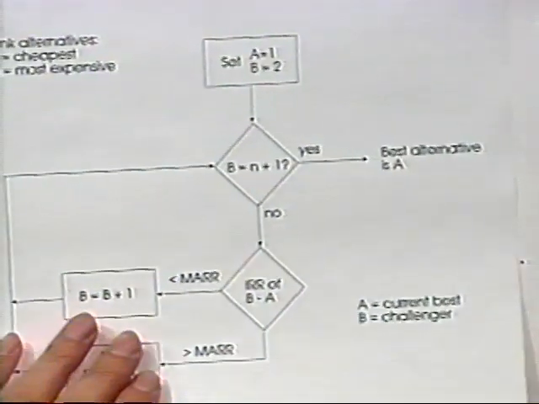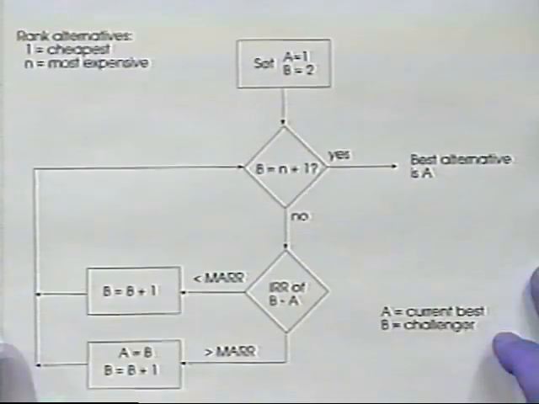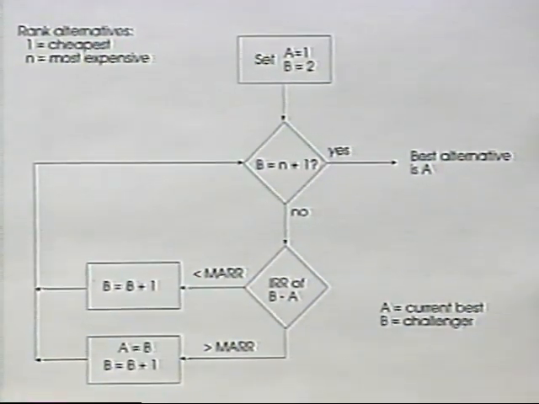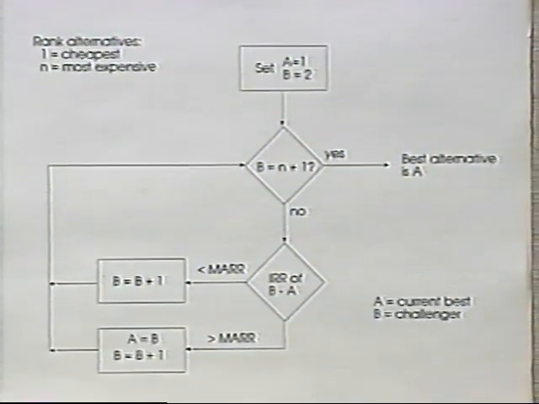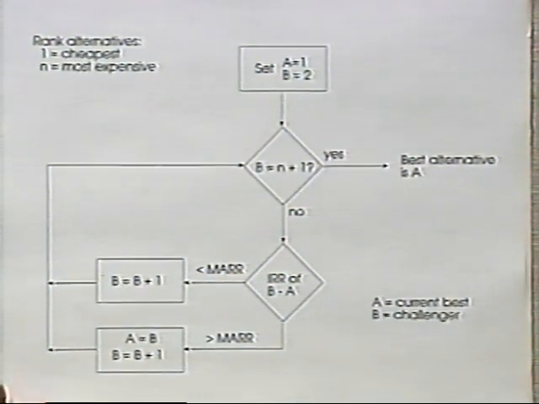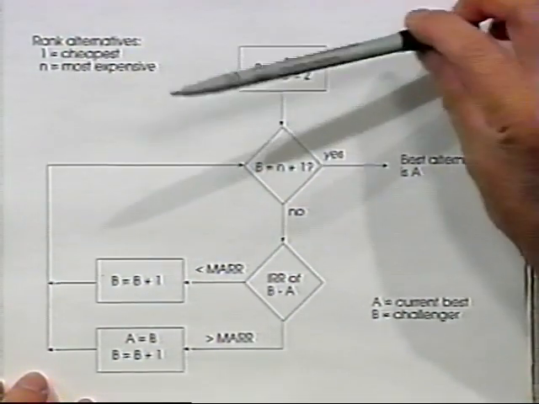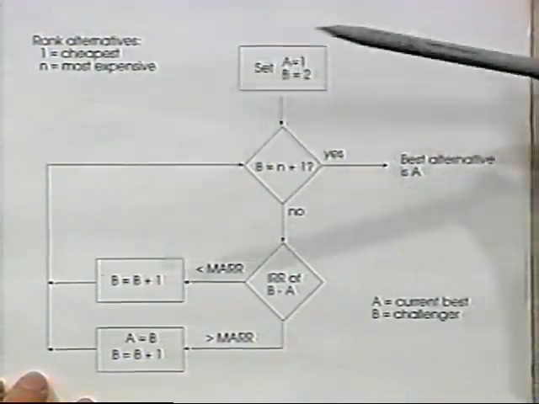I'll be showing you a more complicated example to illustrate this, but I have a little flow chart here which we'll use as we go through the example. Because the process, once you get used to it, is fairly easy, but may seem a little difficult to start off with. And we'll do this with our next example. What we do is we rank our alternatives from cheapest to most expensive.